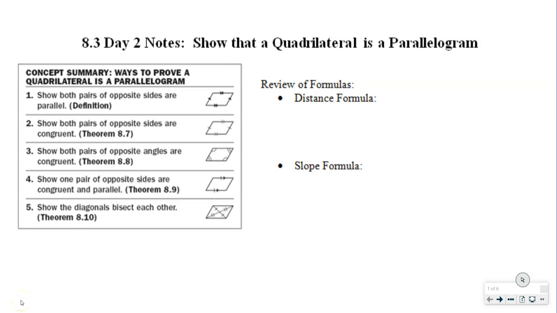All right, continuation of 8.3. This is day 2 notes showing that a quadrilateral is a parallelogram. So we're still working with those same theorems.